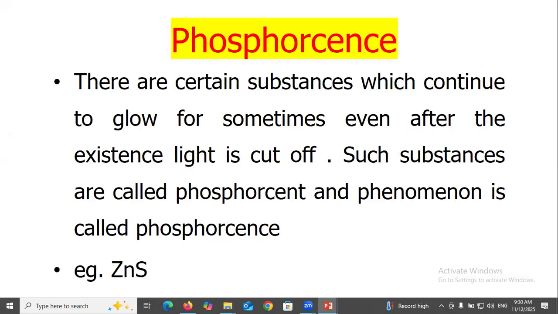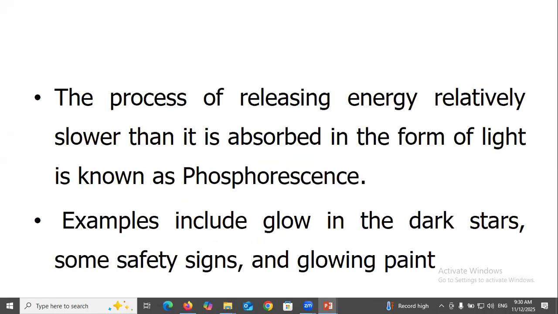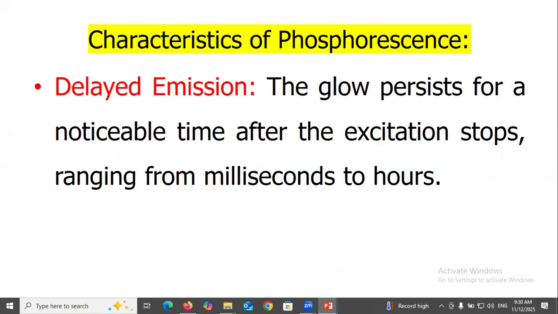Phosphorescence. There are certain substances which continue to glow even after the light is cut off. Such a substance is called phosphorescent, and the phenomenon is called phosphorescence. For example, zinc sulfide. The process of releasing energy relatively slowly, observed in the form of light, is known as phosphorescence. Examples include glow-in-the-dark stars, some safety signs, and glowing paint.